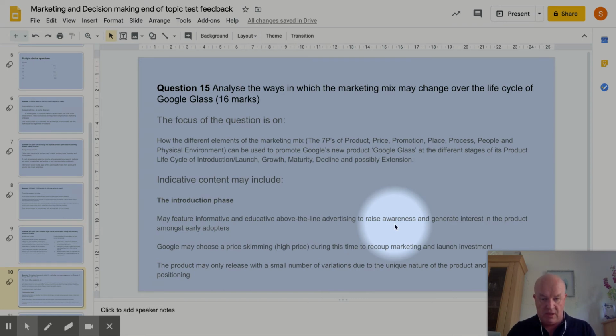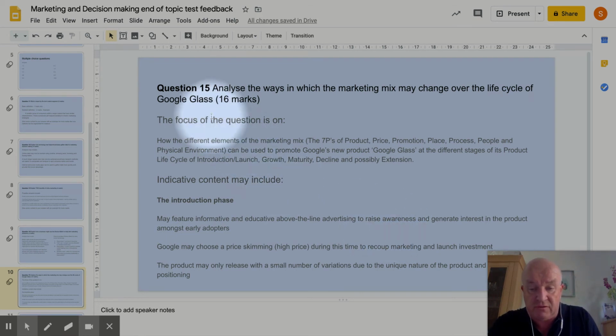So this is the really big question on this particular paper, okay? And it's based on the case study of Google Glass, which is about a page or so of really good stuff explaining about Google Glass. Okay, let's take a look at what the question is asking us then for question 15.